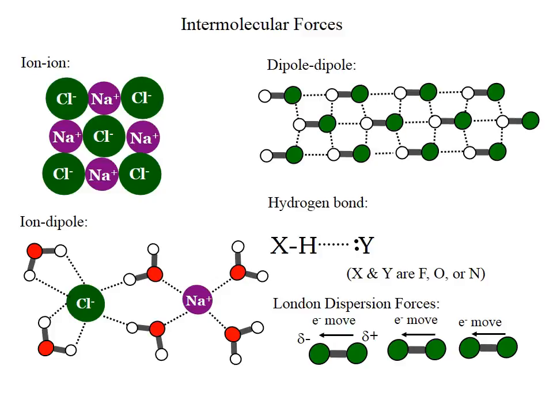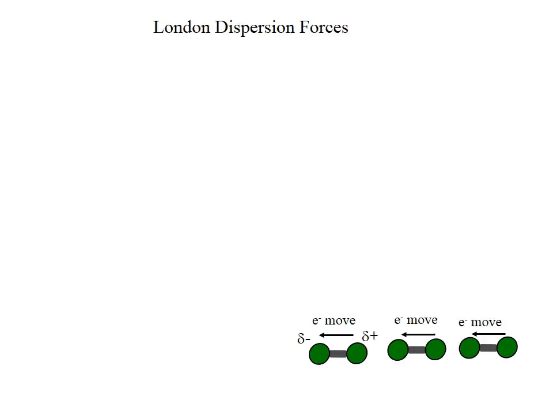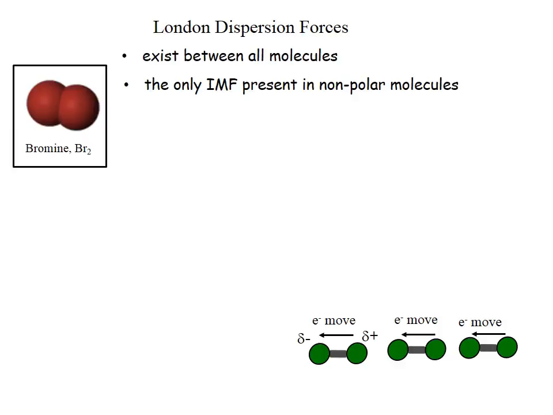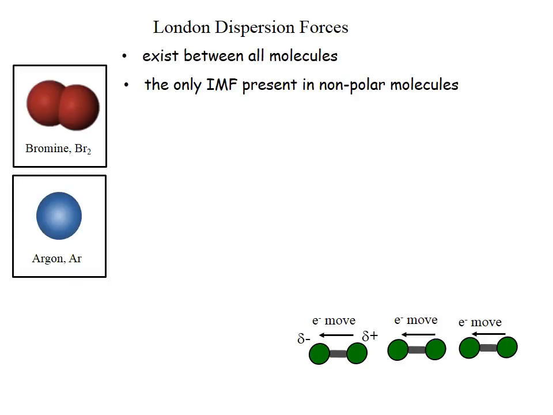We're going to talk more about that. So let's talk about this a little bit more. These kinds of intermolecular forces exist between all molecules. Also, these are the only intermolecular forces present in nonpolar molecules. So, for example, bromine, the chlorine that we have shown at the bottom right-hand corner with our green spheres, and argon, which is just a noble gas, a single atom by itself floating around.